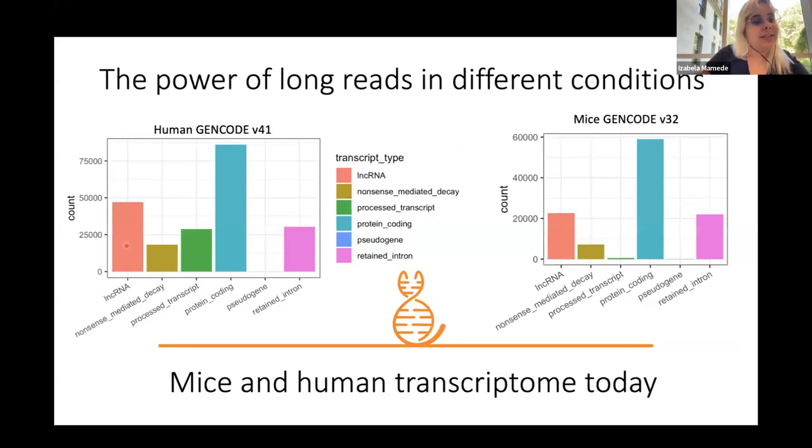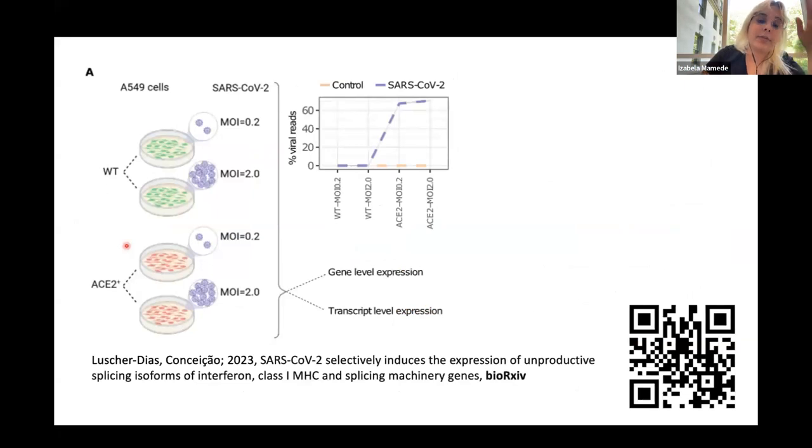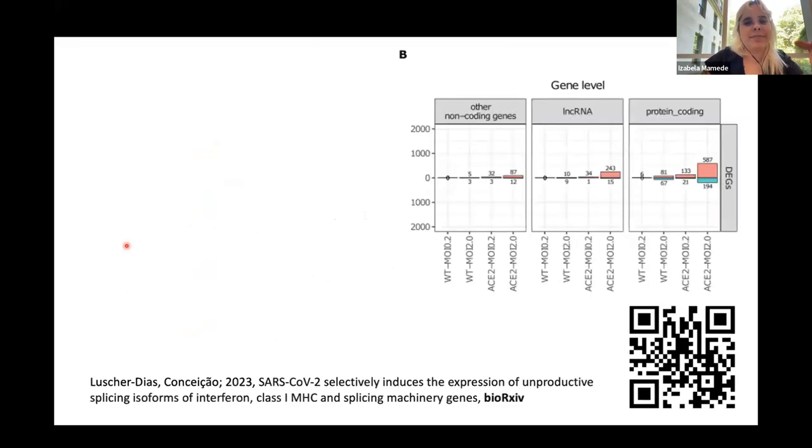So one actual example of published data is from the first paper where we used this package. What we did here is that we reanalyzed public data of SARS-CoV-2 infected A549 cells. We analyzed that at gene level and at transcript level. This is all public data. So the authors had analyzed first at gene level only, and then we went and did a transcript level expression. If you follow this QR code, you can go to the paper.